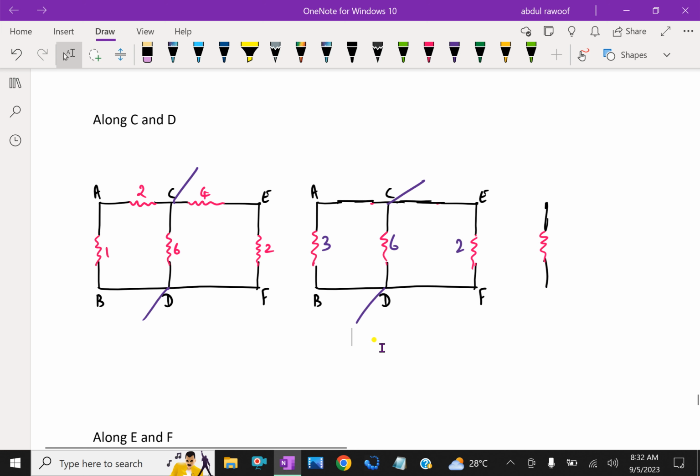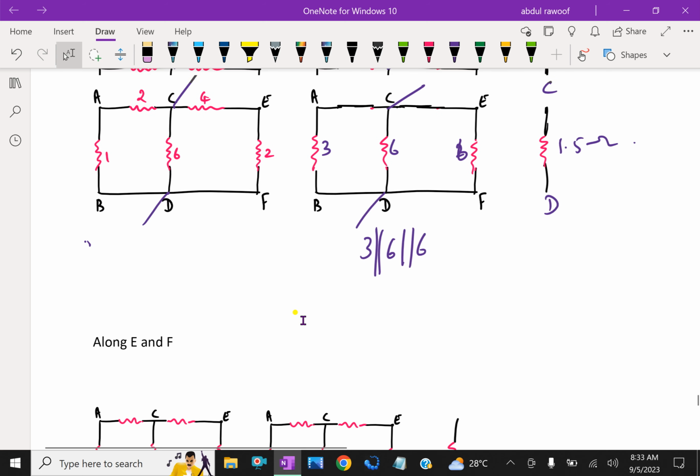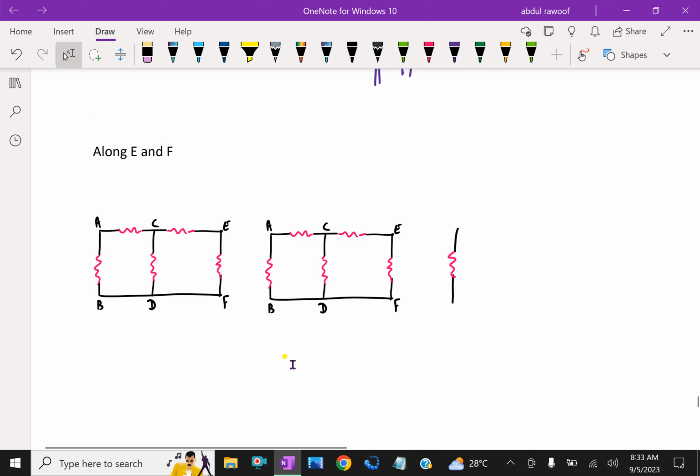Like that, it has been shown separately in the figure. The equivalent resistance RCD is here 3, 6, 6. 4 and 2 is 6 here. Therefore 3 parallel to 6 parallel to 6. Here 3 things in parallel give 1.5 by calculation. We know the calculation: 1 over 3 plus 1 over 6 plus 1 over 6, then add and take the reciprocal, it gives 1.5. That is C to D. And E to F.